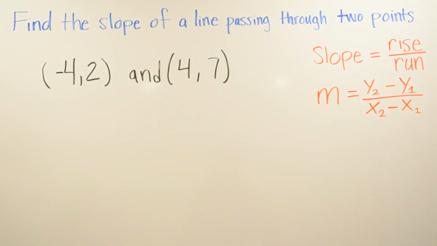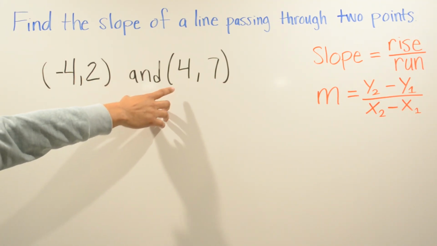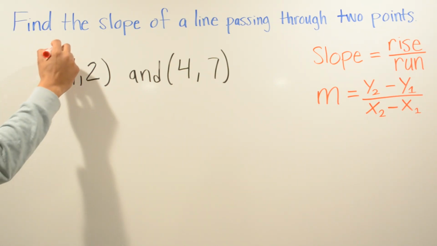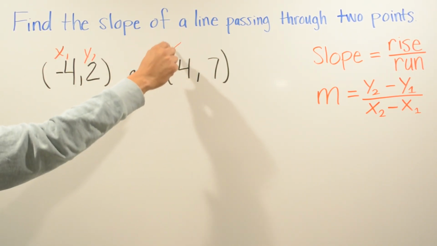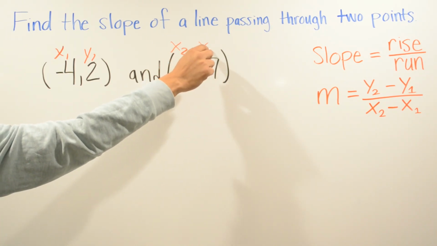In this example, the 2 points we're using are, first, negative 4, 2, and the other point is 4, 7. I'm going to do the same thing I did on the other problem. To not get confused, we'll label x1, y1, x2, y2.